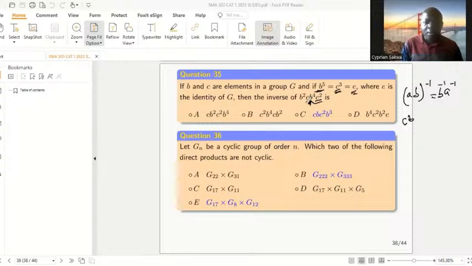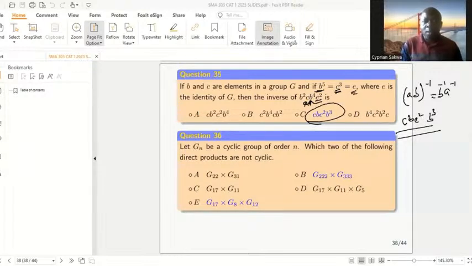And then what about C? How do I get this one to become C raised to 3? Because C raised to 3 is my E. So for me to make this C become C raised to 3, I need to multiply by C raised to 2. And then this one I need to multiply by B raised to 3, so that this becomes the inverse. That is part C. So we just reverse this and then write the inverse. So this is the inverse of this.